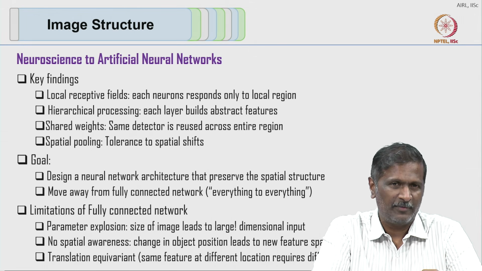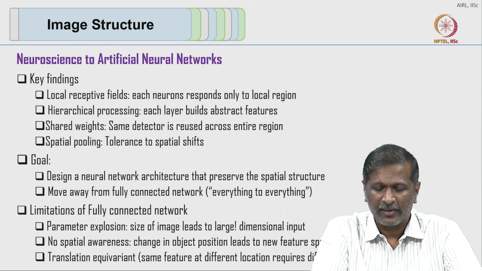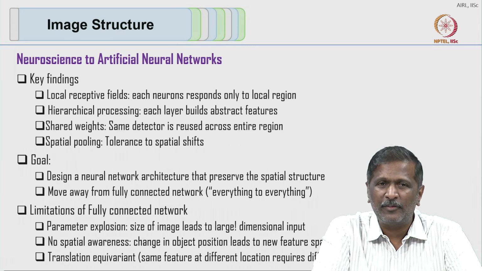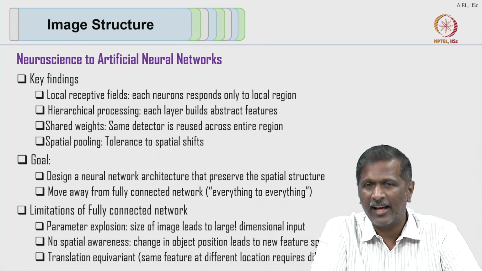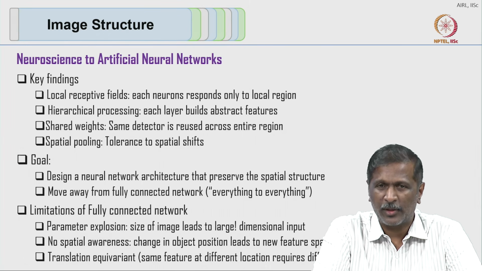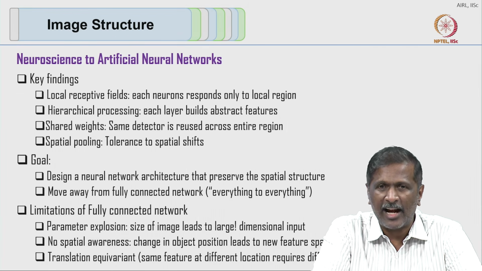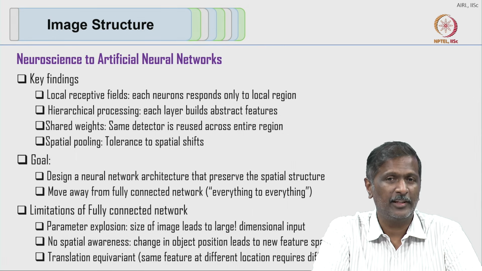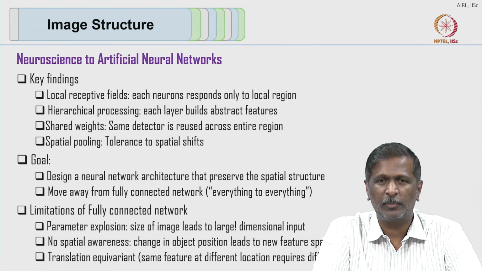What's the goal for us? When we design a neural network which processes this visual information, it should preserve the spatial structure. We should move away from the conventional fully connected network to something which can have local processing, something which has the hierarchical processing ability to extract abstract features. It should have shared weights. You can't say for this region this weight, for that region another weight. That's what we need to do, right? We know there are limitations of a fully connected network for processing visual data.